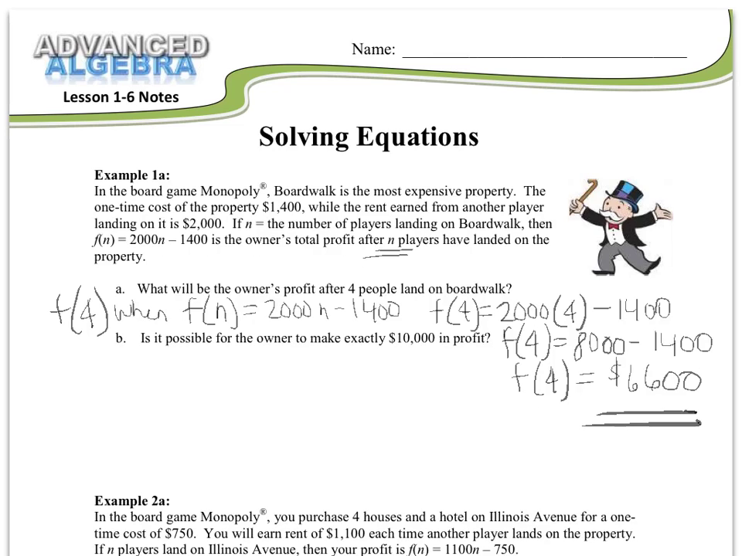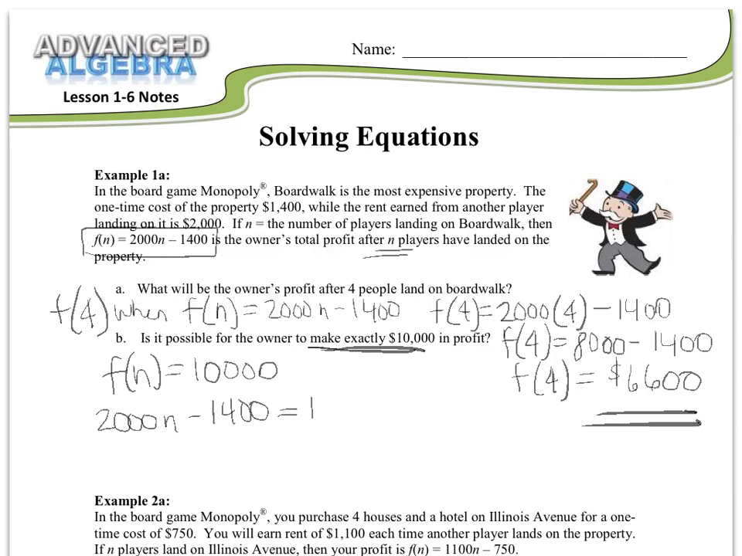So we want to figure out how many people would need to land on it to see if he could make exactly, that's the key word, exactly 10,000 in profit. So we don't know n, so we're going to say f of n has to equal 10,000. So we're going to use that formula, f of n equals 2,000 n minus 1,400, and set that equal to 10,000 because we want the profit to be exactly 10,000. So 2,000 n minus 1,400 equals 10,000.